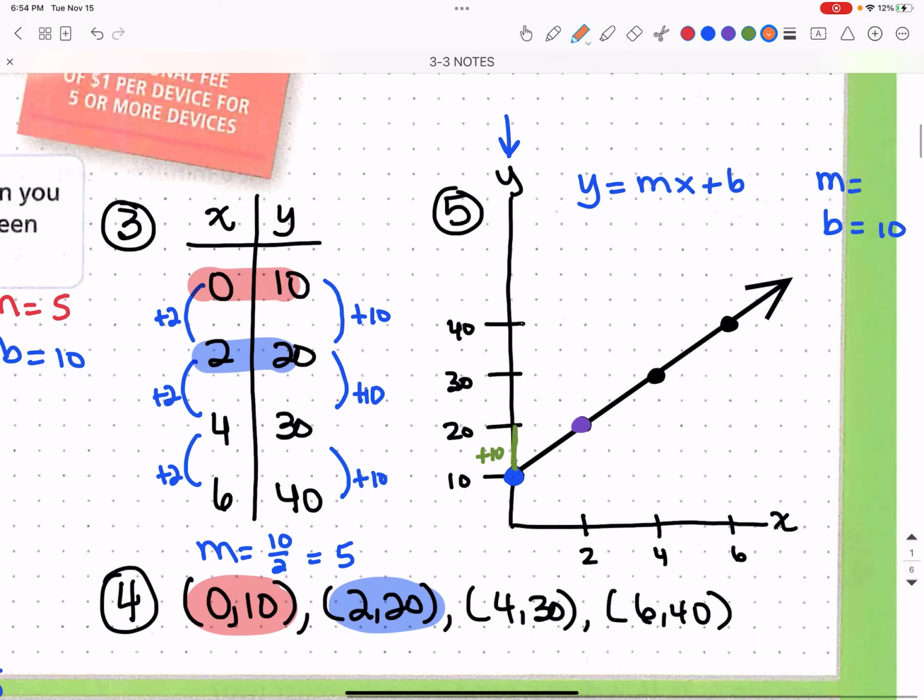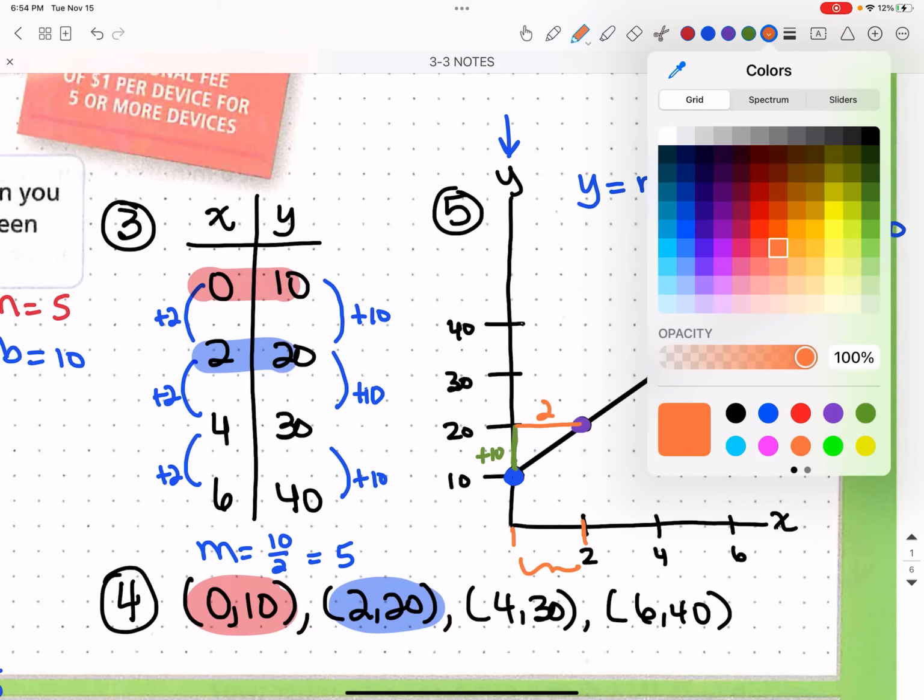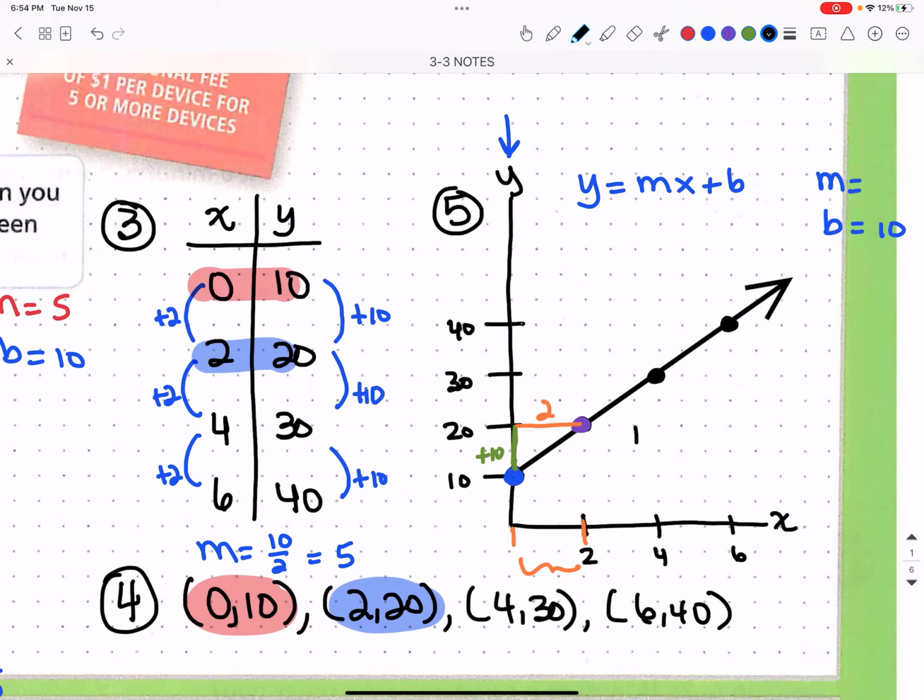So if I turn the corner and I run from here to here, which is a run of 2. So my rise over my run is 10 over 2, which equals 5, which means my m is 5. And with the m and the b, I can write the equation y equals, in place of the m, I'll put a 5, and in place of the b, I'll put a 10.